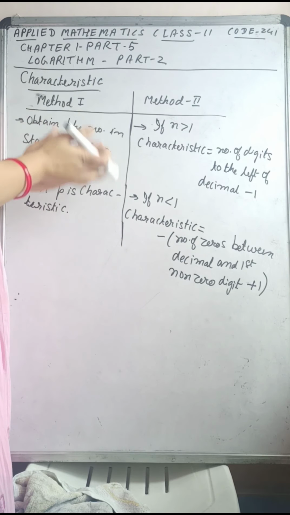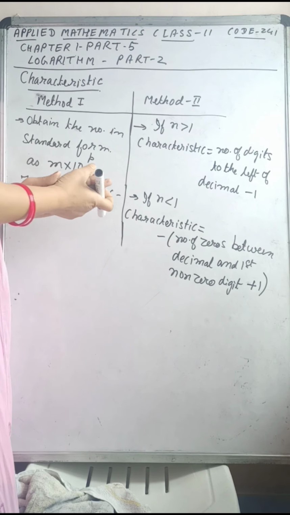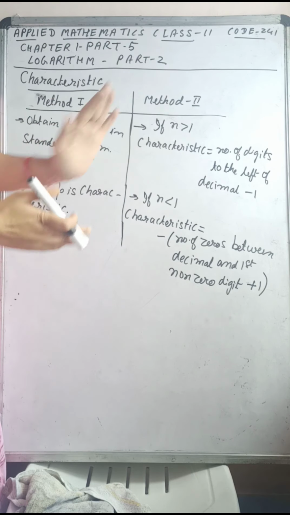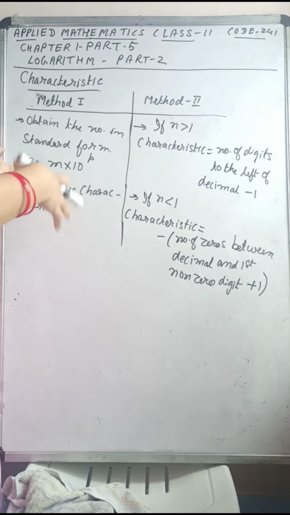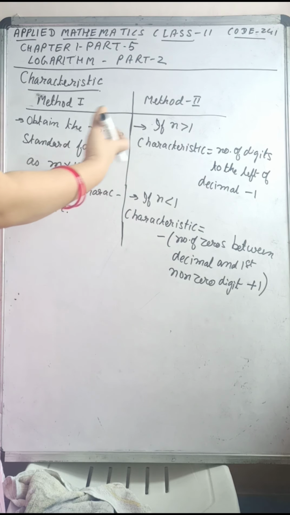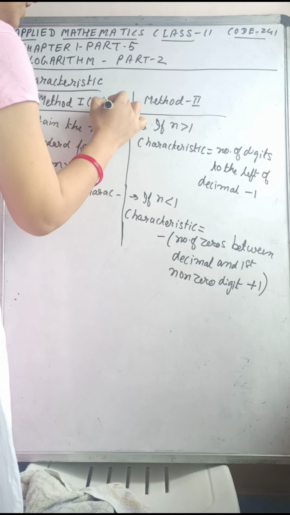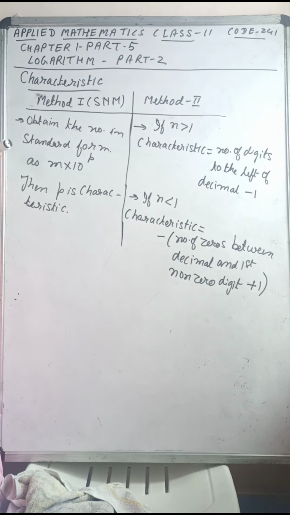Now let us first know how to find the characteristic. We have discussed it also. Again with the help of an example I will be explaining. So characteristic we can find by two methods, method 1 and method 2. I have written over here. Method 1, which I have explained earlier also, when I was explaining the logarithm, is the scientific notation method, SNM. In this we write the given number in the standard form, m into 10 to the power p, then whatever is the power of 10, that is the characteristic. So p is the characteristic of the given number.